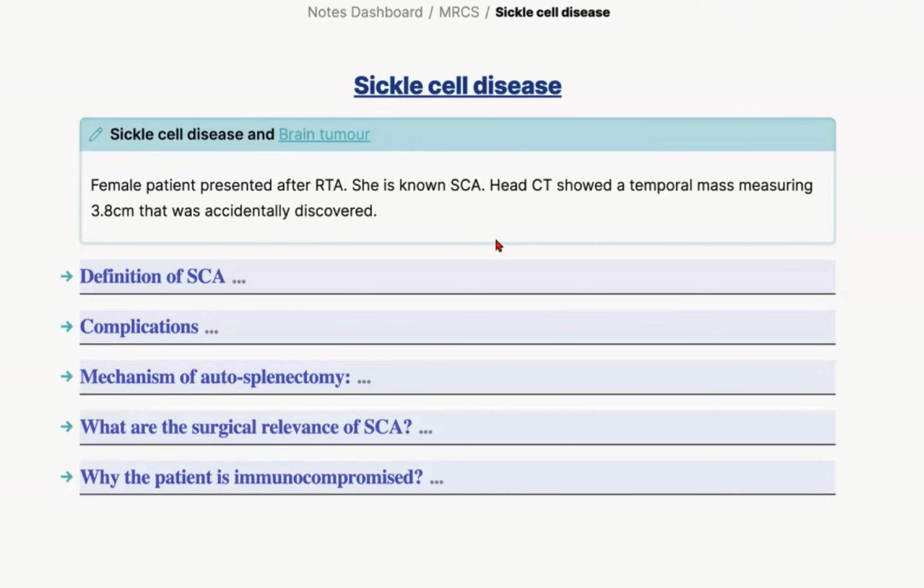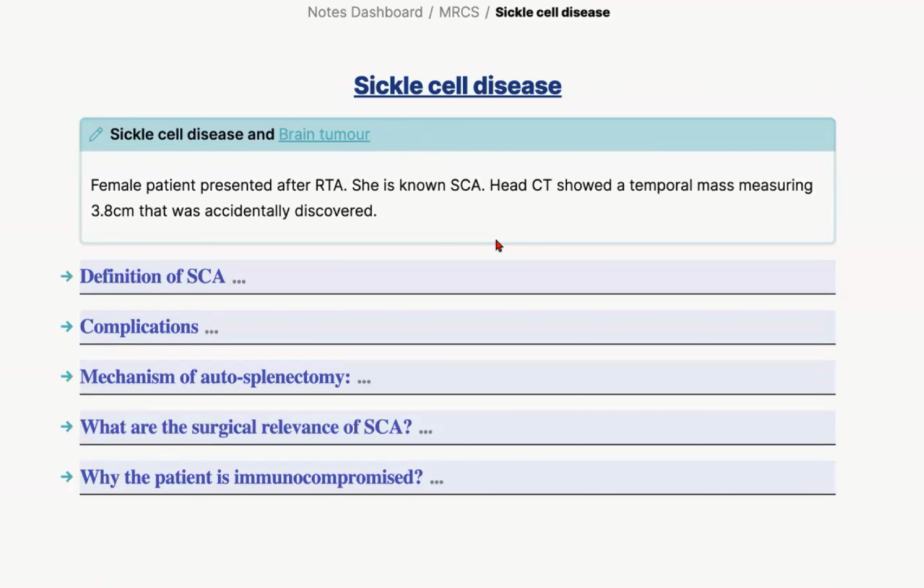You have a female patient who presented following a road traffic accident. She is known to have sickle cell anemia, and she has headache. She has a head CT done and showed a temporal mass measuring 3.8 centimeter, which was incidentally discovered. What is the definition of sickle cell anemia?